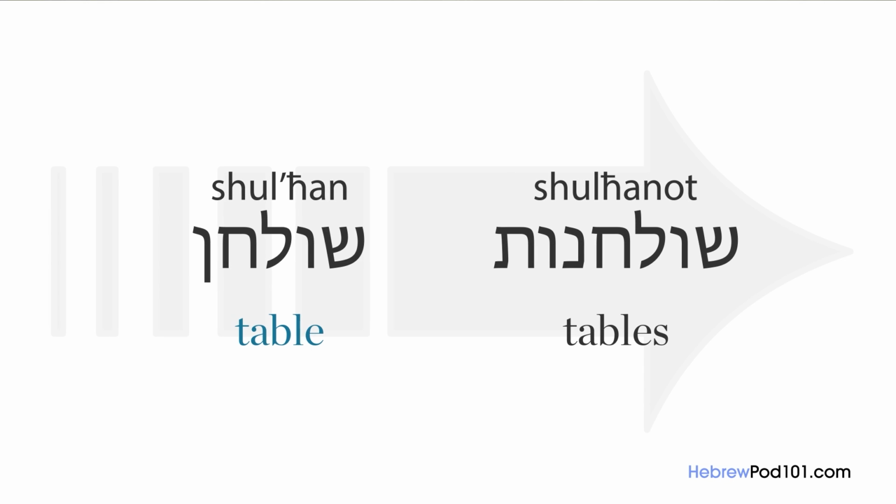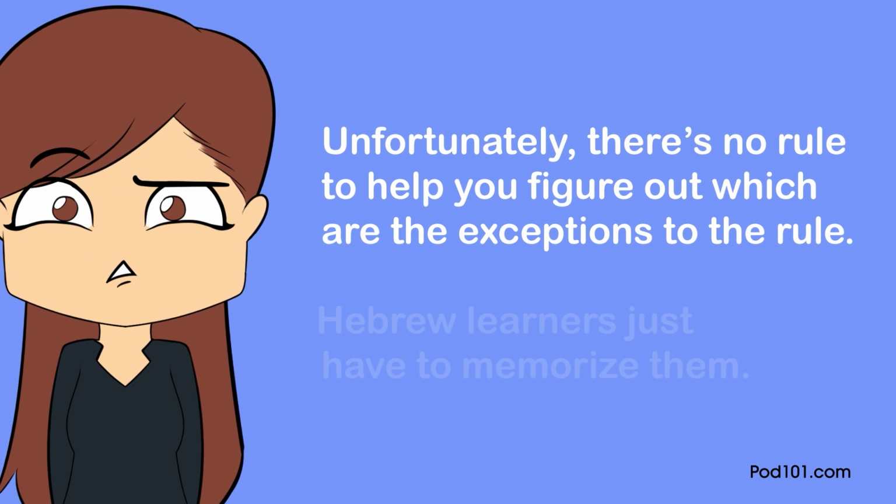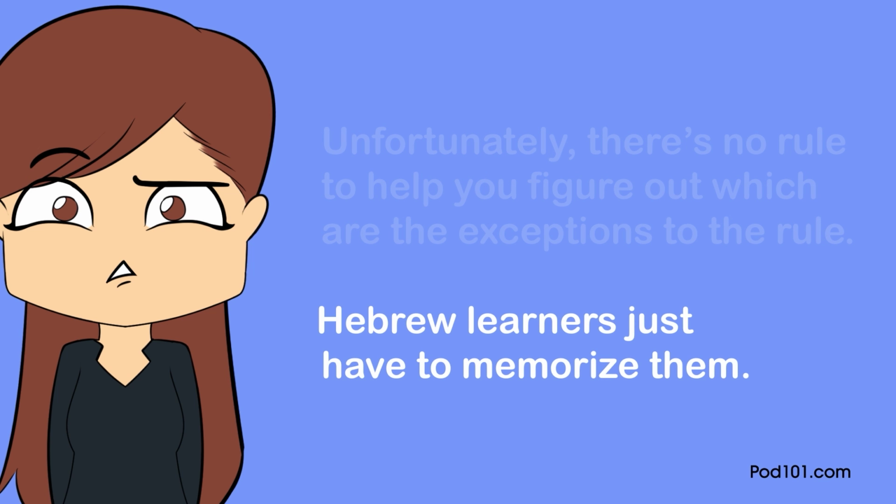Another example is the word table, which in Hebrew is shulchan. Here, it's the opposite. Table is a masculine noun, but in the plural form, it takes the feminine ending, making the word shulchanot, tables. Unfortunately, there is no rule to help you figure out which are the exceptions to the rule. Hebrew learners just have to memorize them.